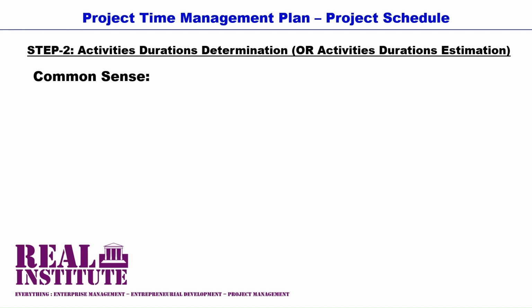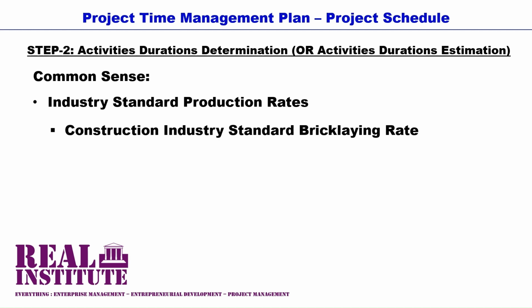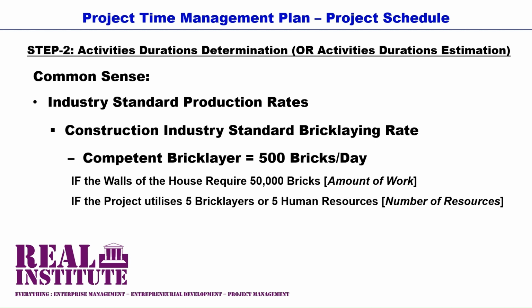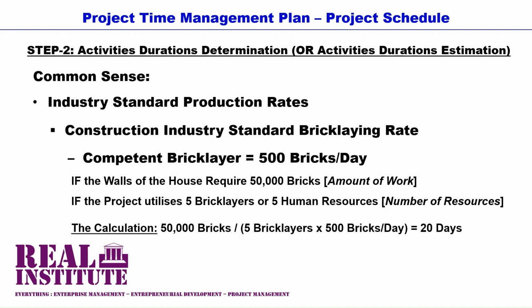Common sense means that as a project manager, you can access and use the industry standards, say the industry standard production rates, for the project activities in your project. For example, one of the construction industry standards of laying bricks stipulates that a competent bricklayer should lay about 500 bricks per day. And therefore, in the project of building a house, the activity of building the house walls has a predetermined duration of 20 days if the walls of the house require 50,000 bricks and if the project utilizes 5 bricklayers or 5 human resources. The calculation is 50,000 bricks divided by the product of 5 bricklayers multiplied by 500 bricks per day.